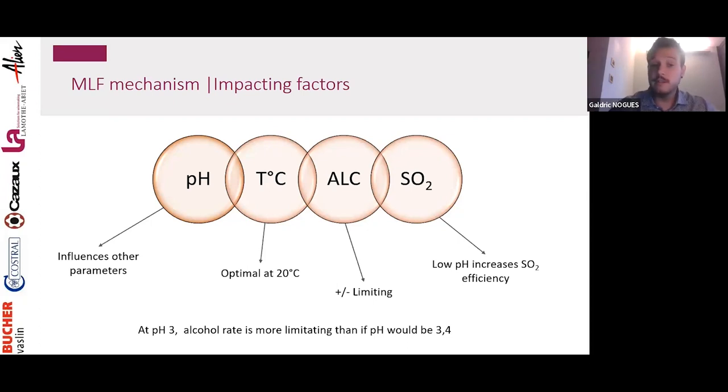So basically low pH increases the impact of the SO2. So for example, if I take a pH 3, the alcohol rate will be more limiting than if the pH will be 3.4. So it is this combination of different factors that gives a level of fermentability of the wine. And we have an idea of if it is going to be complicated or if it's going to be easy to ferment the wine.